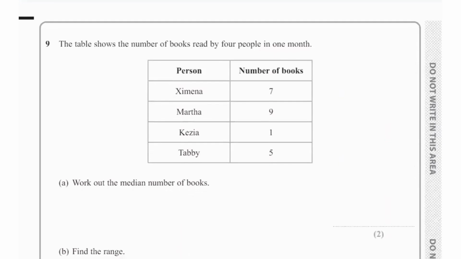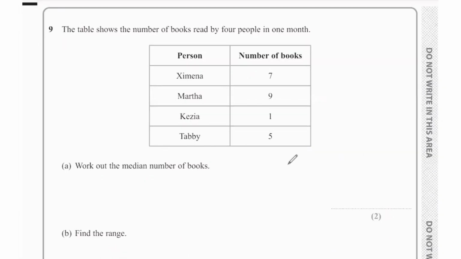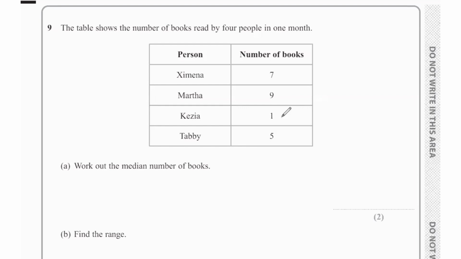Question 9 says the table shows the number of books read by 4 people in 1 month. Work out the median number of books. So in question number 9, in order to find the median number of books, the smallest number of books read is 1. Then there are 5 books. Then there are 7 books. And then there are 9 books.